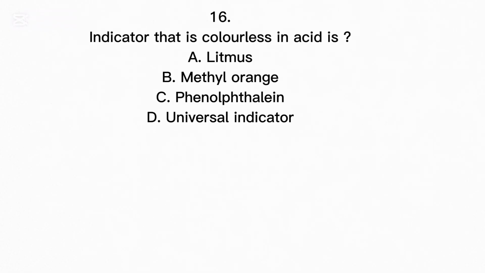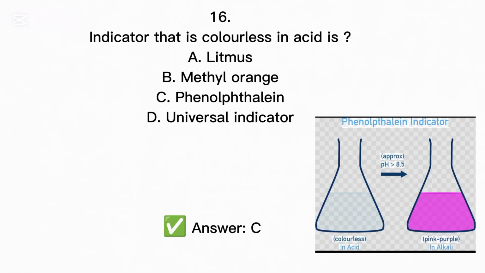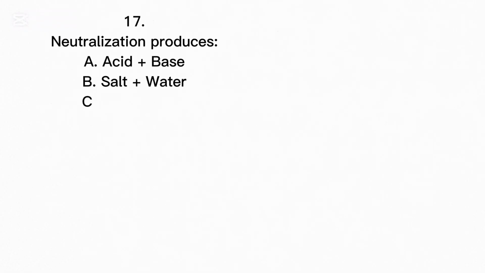So the correct answer here is C, phenolphthalein. Phenolphthalein is the indicator that is colorless in acid. Question 17. Neutralization produces A. Acid plus base, B. Salt plus water, C. Gas plus water, D. Salt only.